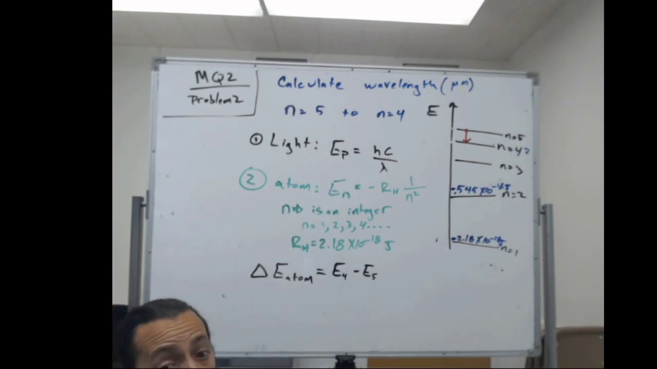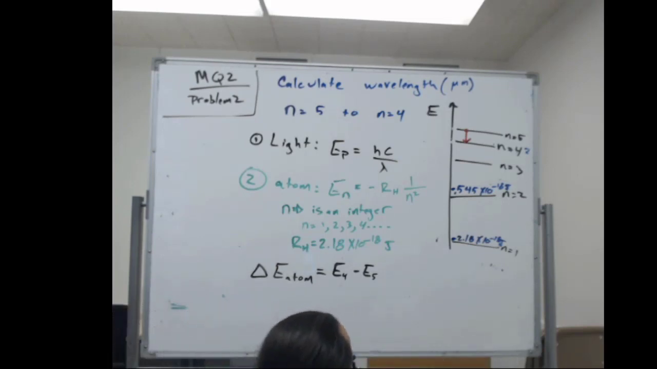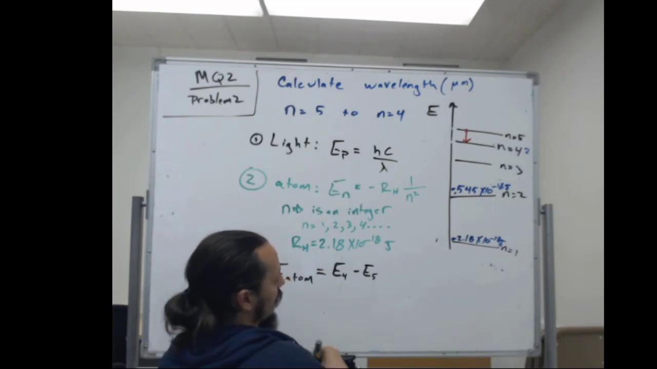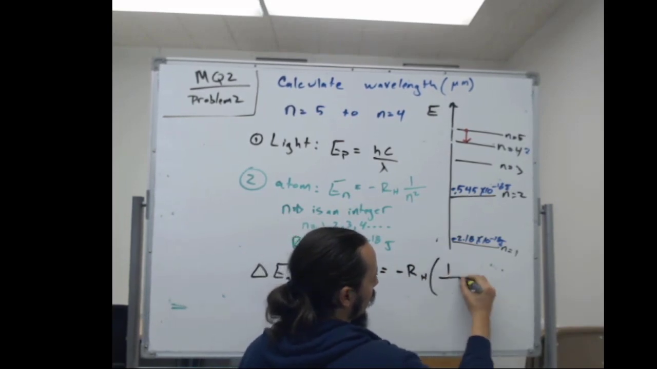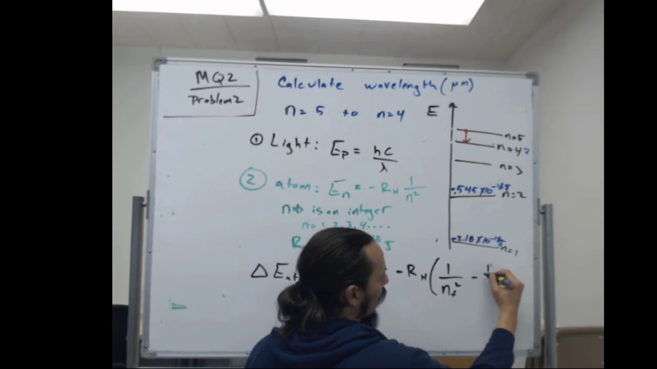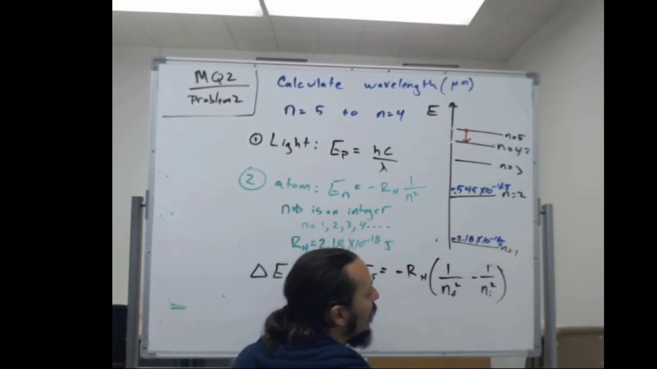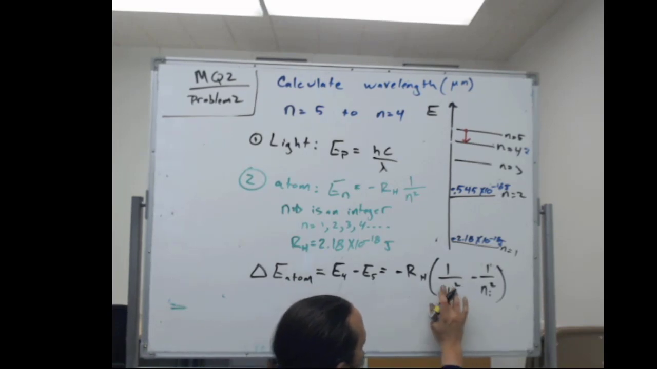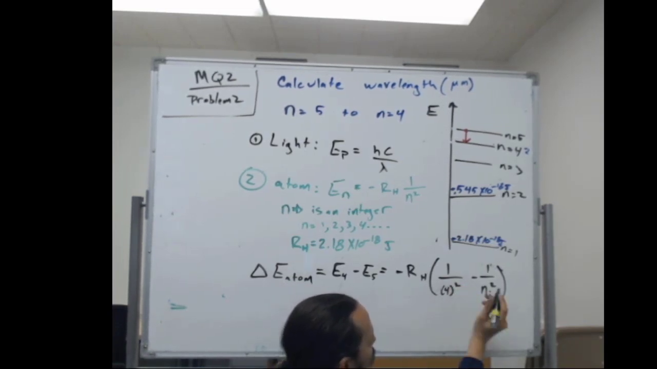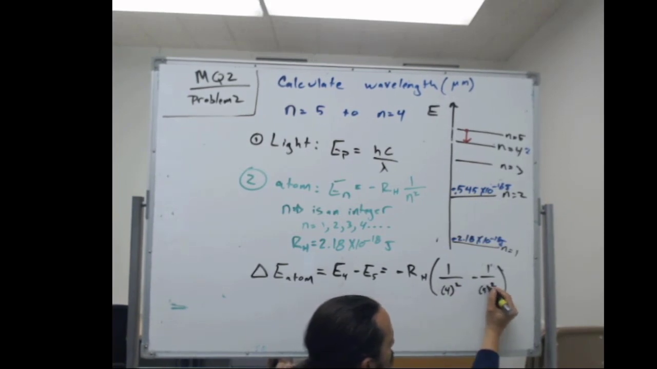This gets us to one of the versions of Rydberg's equation. Going off of the equation sheet, it says the change in the energy of the atom is equal to negative Rydberg constant times 1 over n final squared minus 1 over n initial squared. This version really has the quantum mechanics built into it. At this point, I can just plug in n final, n initial: 4 squared, and 5 squared there.